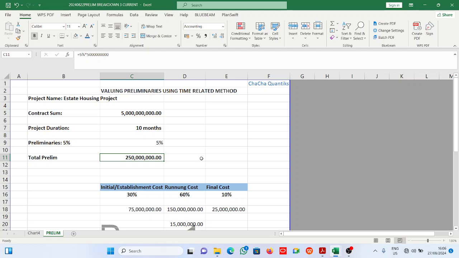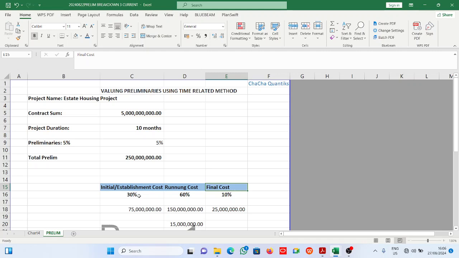Preliminaries basically are divided into three sections. We have the initial establishment cost or mobilization, the running cost, and the final cost. Like I said, for the initial establishment cost, you will need a site office, you may need a shed for your plant and machineries, you will also need a store, and project and site vehicles. These are establishment costs. You need to mobilize your plant and machineries to site.